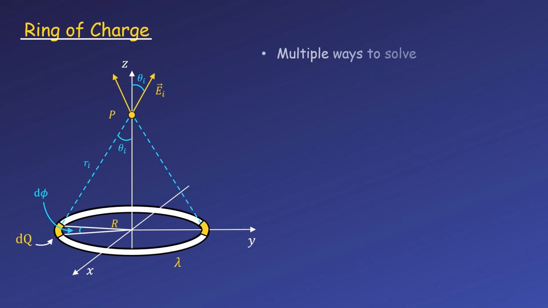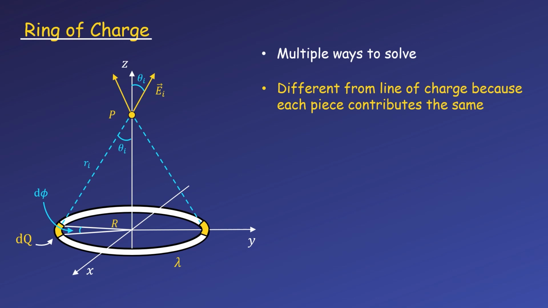To summarize, there are multiple ways to set up and solve these types of problems, so it is good to practice different ways and understand the motivation behind it. Then choose the approach that makes more sense and feels more natural to you. This problem in particular had symmetries that made it simpler than the line of charge, in that each point on the ring contributed the same amount to the field.